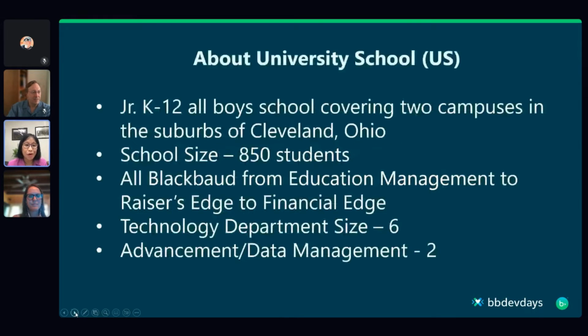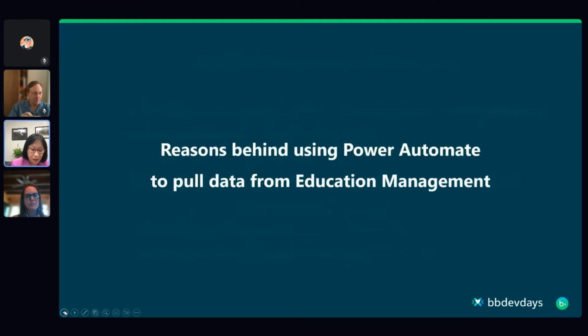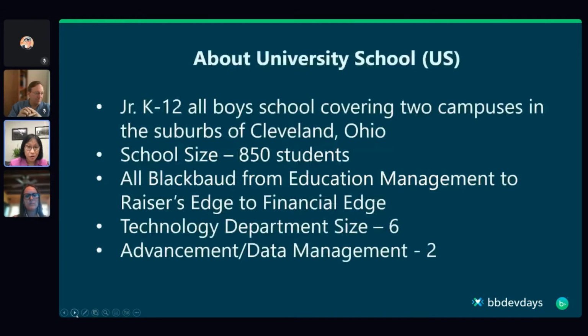So I want to talk a little bit about University School. University School is a K-12 all-boys school covering 2 campuses in 2 suburbs of Cleveland, Ohio. Our school size is about 850 students, and we have been using Blackbaud from education management to Raiser's Edge NXT to Financial Edge NXT for the last 6 years, and actually Raiser's Edge, we've been using it for more than 15 years.